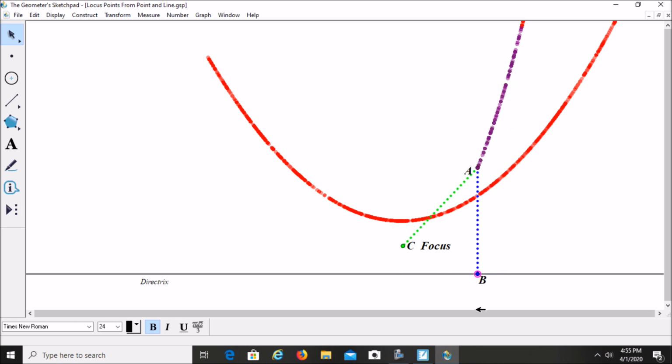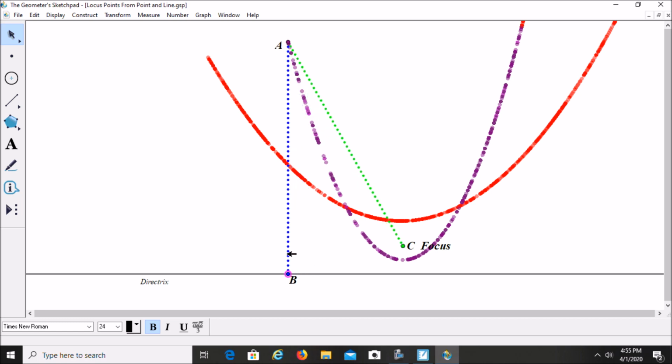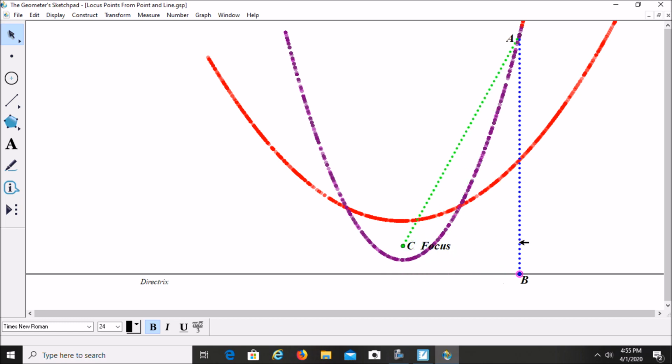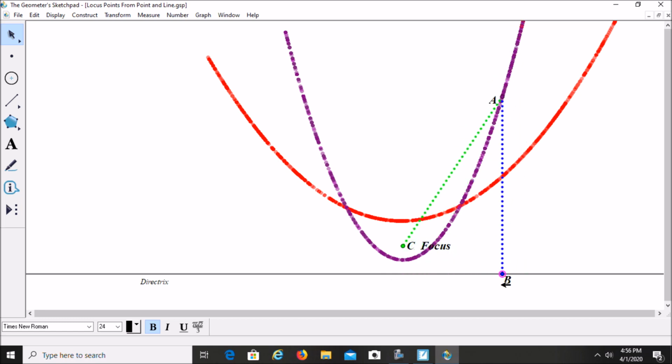Once again, A is always the same distance from C as it is from B. And you can see I once again get a parabolic shape, but this time my parabola is steeper. The purple parabola is steeper than the original red parabola. So if I move the focus closer to the directrix, we get a steeper parabola. If I move the focus further from the directrix, the parabola is not as steep. It's flatter, if you will.